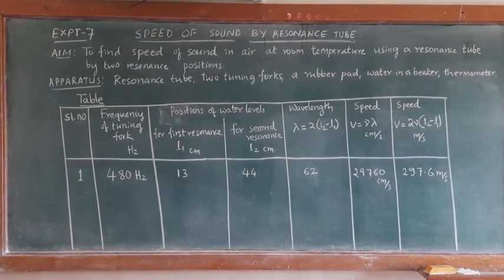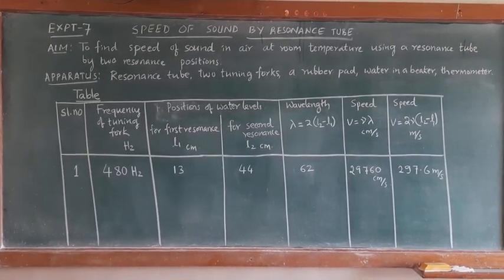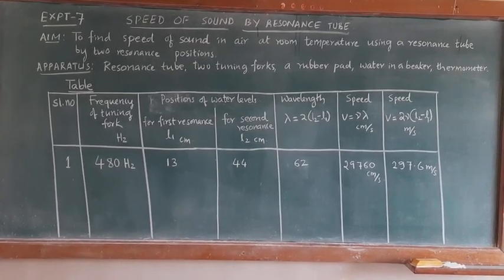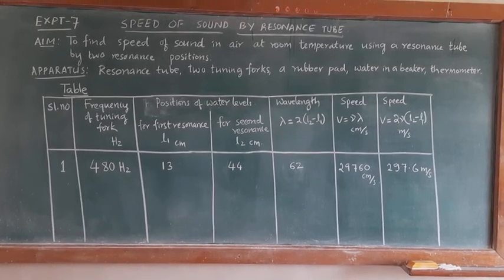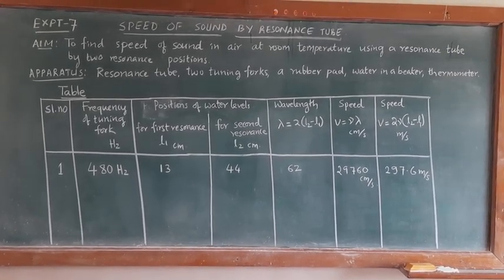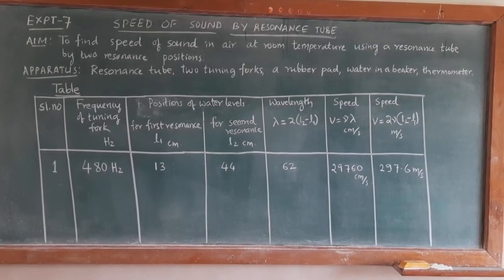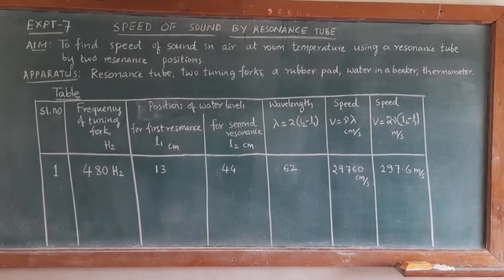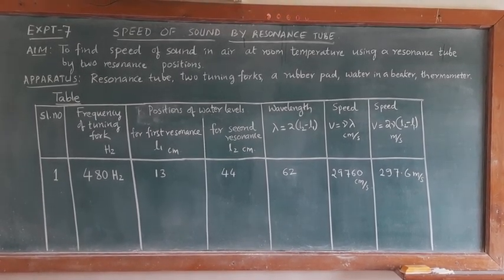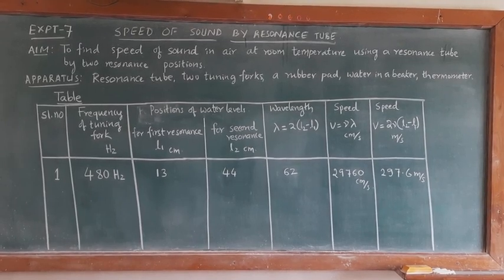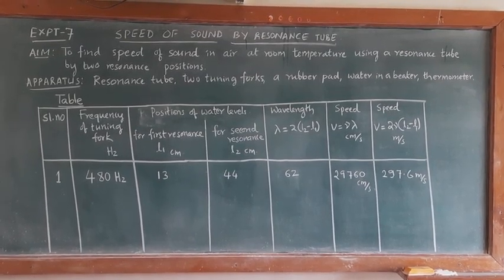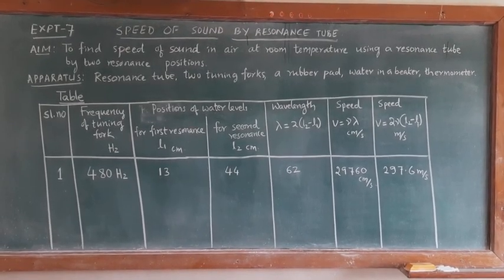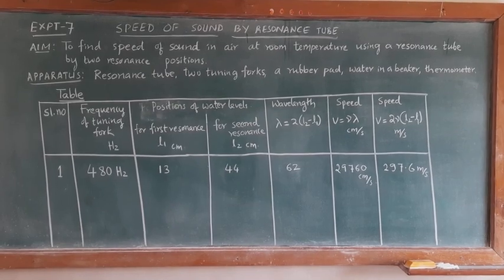So we'll have to do it with 2 more tuning forks, like 512 hertz and 341 hertz. If we carry out a similar procedure by finding the first resonant length and second resonant length, we will be able to calculate the corresponding values of speed of sound, and finally we have to take the average of the speed of sound, and that will finally come out to be 330 to about 340 meter per second at room temperature.